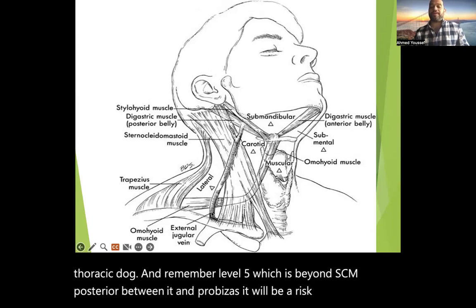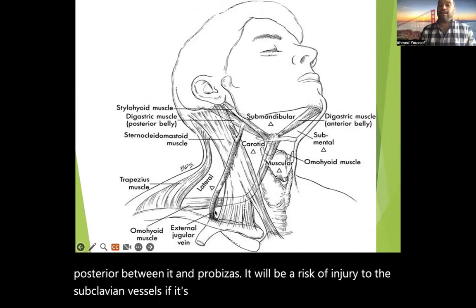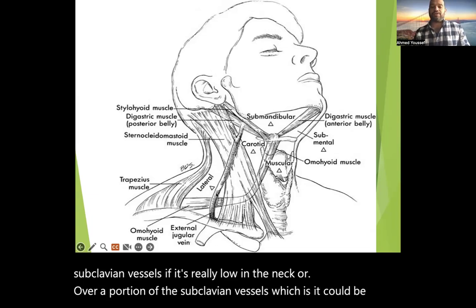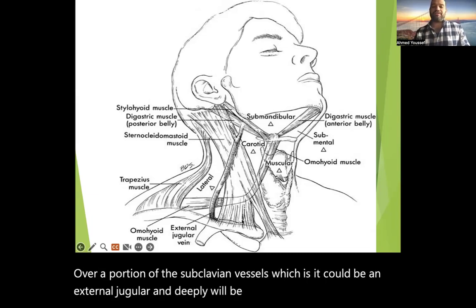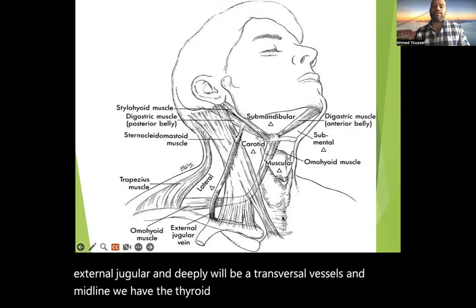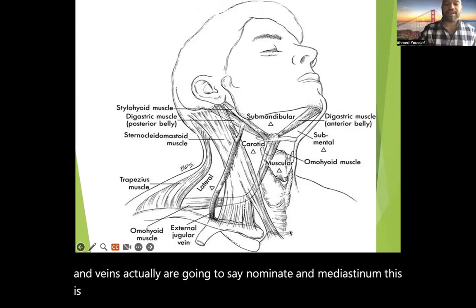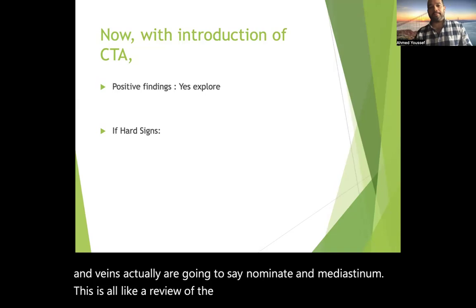injury to the subclavian vessels if it's really low in the neck, or a portion of the subclavian vessels, which could be an external jugular and deeply will be the transverse cervical vessels. Midline, we have the thyroid gland and inferior thyroid vessels and veins actually going to the innominate and mediastinum. This is all like a review of the basic anatomy of the neck.